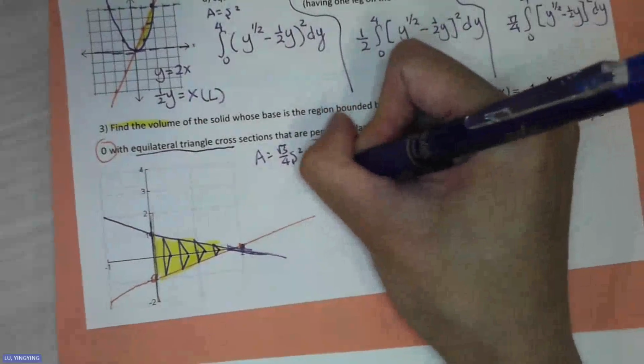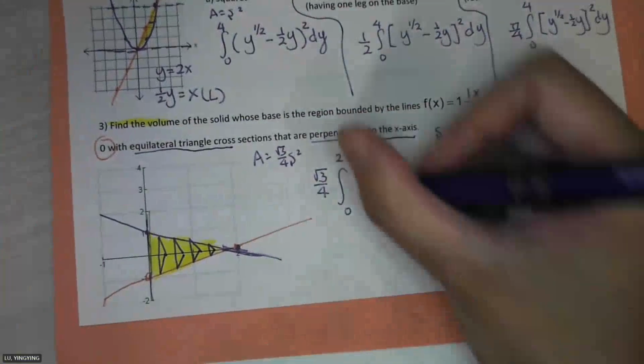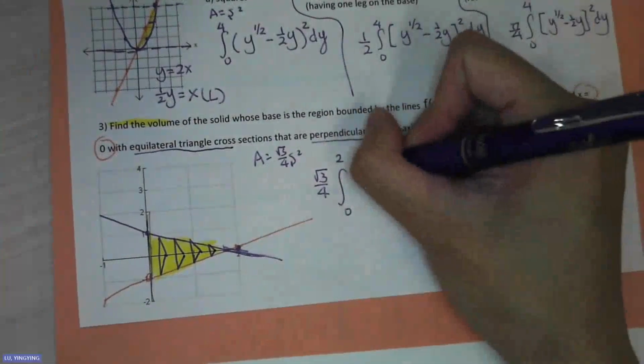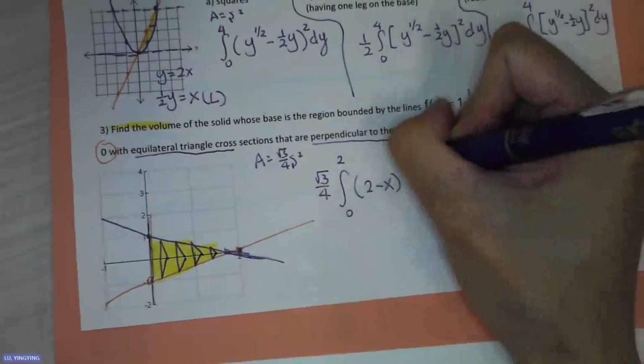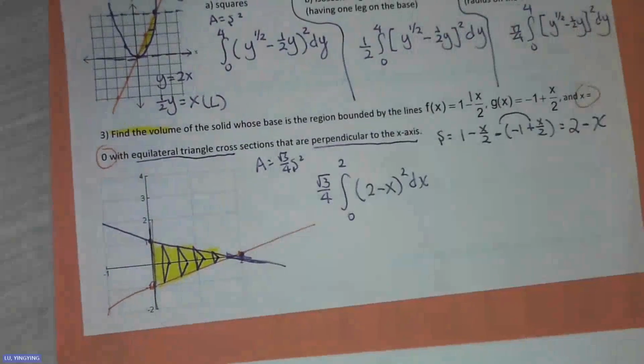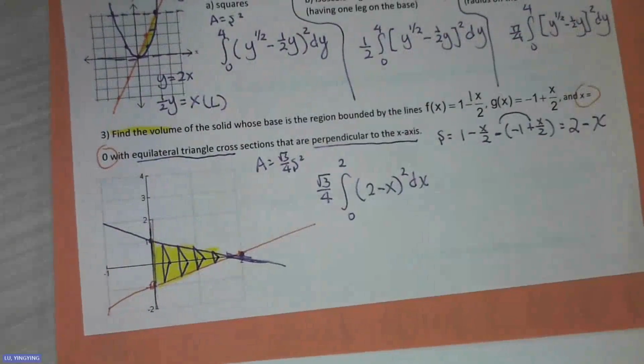I'm going to put √3/4 in the front. And then I need s squared. Okay, we are going to integrate this. How do we integrate this? You have two choices: either U sub if it works, or FOIL.